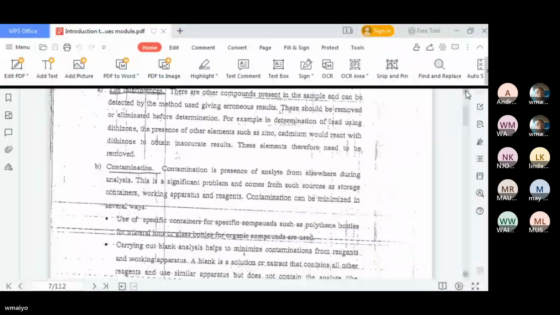For example, for the reagent that you will be using, maybe you need to know whether it contains the analyte of interest. If it contains it, then in your final result you need to subtract. But ideally, you expect it not to contain. So that is how you can minimize: from your reagents and solvents, you know this is the amount of the analyte, and therefore the correct concentration will be obtained by subtracting what was in the blank. So that is another way.